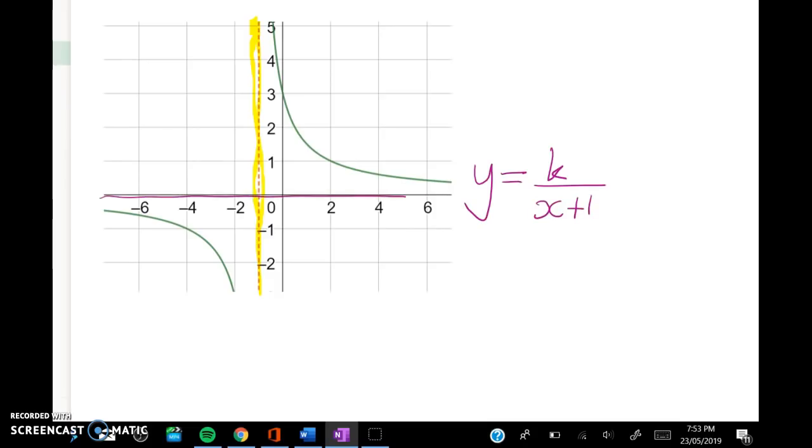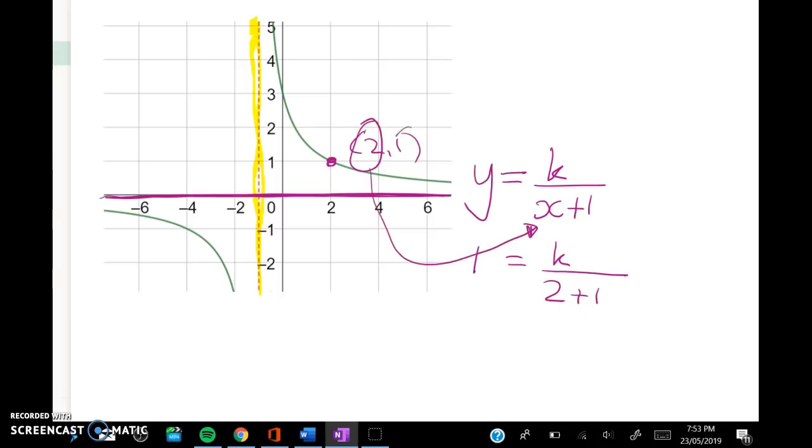And we can see that I've still got an asymptote here, so there isn't a vertical shift. Right, I need a blobby point again, and this time it's going to be (2, 1). I substitute in, and I get 1 is equal to k divided by 2 plus 1. So I'm taking that x value and putting it in here, and I'm taking the y value and putting it in here. Solving that gives me 3 equals k. So the equation of that line is y is equal to 3 divided by x plus 1.